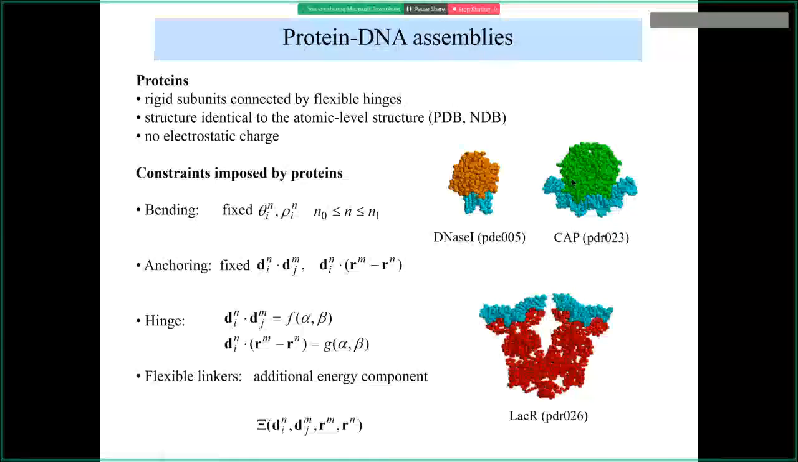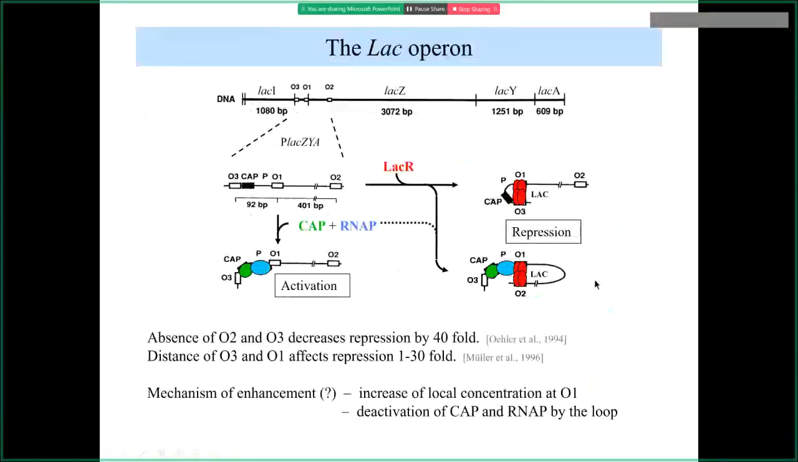So, for example, CAP protein, which bends the DNA when it binds, or LAC protein, which I'm going to talk about today. LAC is a molecule which binds DNA in two different places, so it has two DNA binding domains, and then it can form a loop. And the LAC plays a big role in the repression of a very famous operon called the LAC operon in E. coli, which has been studied extensively.